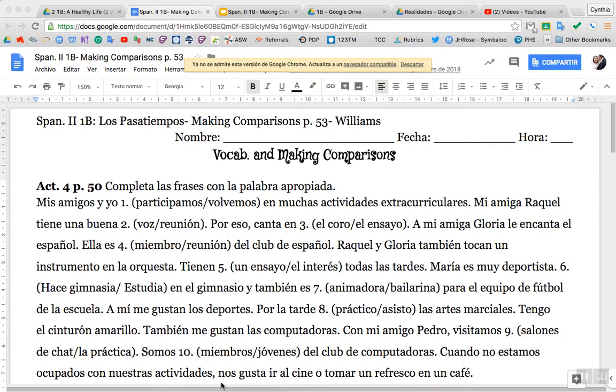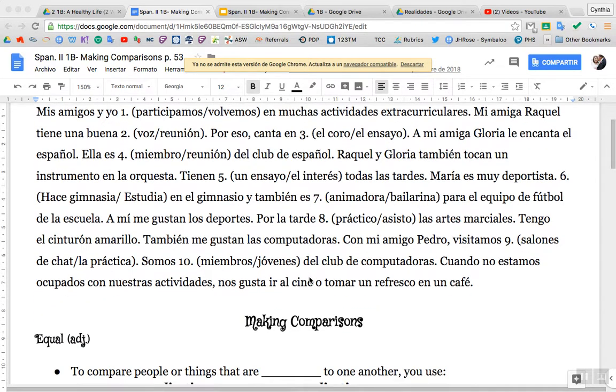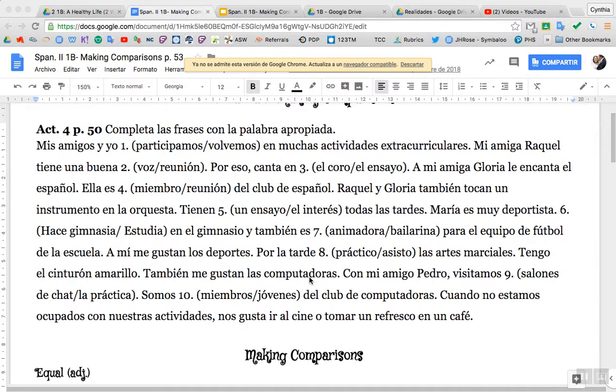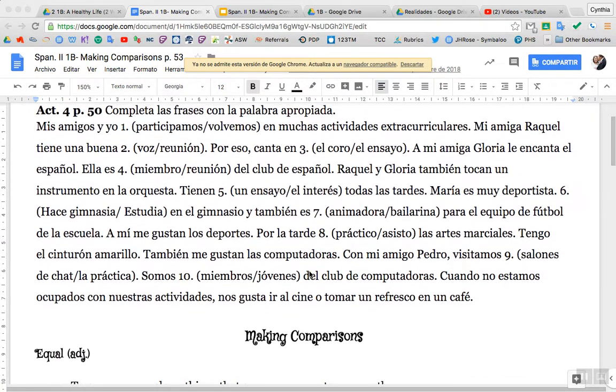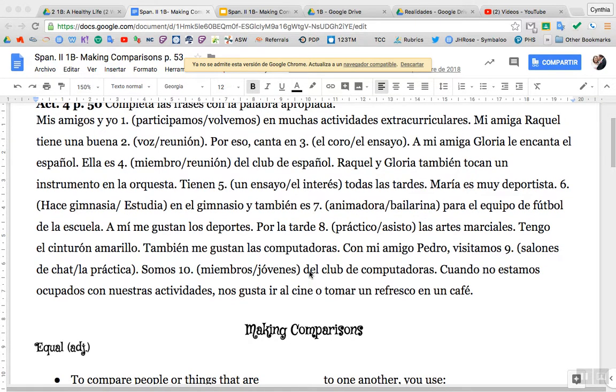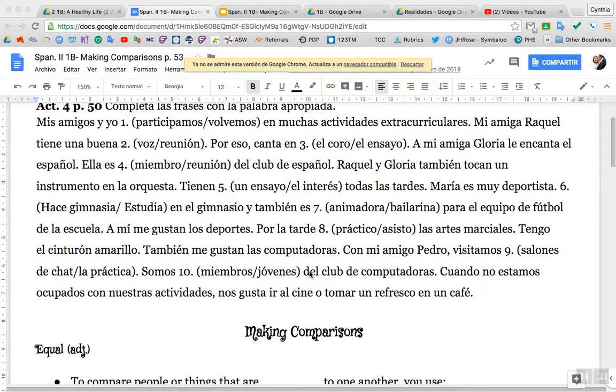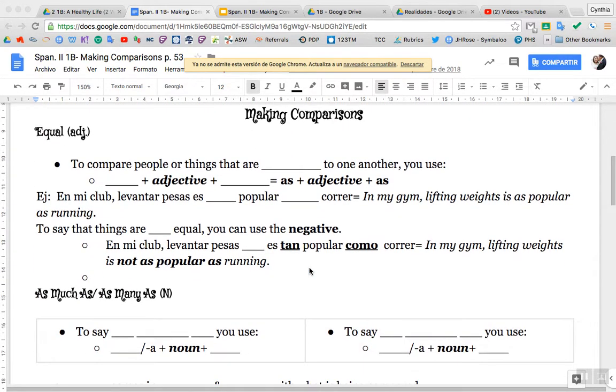Alright, we're going to talk about making comparisons. Now, at the top of the sheet, you should have something that's a review of vocab. We're going to move on past that for right now. You do need to pick the correct verb and then go back and check it with your vocab list. But for now, we're going to move on to making comparisons.